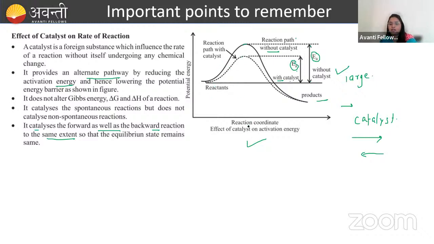So what is the effect of a catalyst? It affects the activation energy for a given reaction.